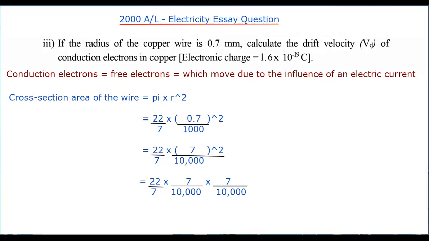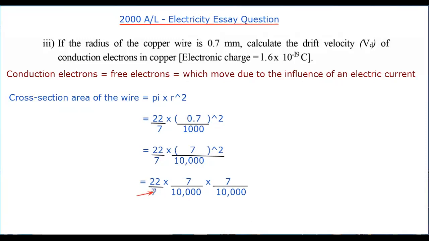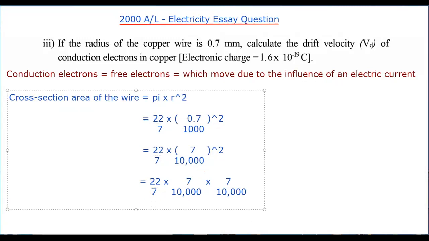Right, what can we do next here? You see that this number 7 and this number 7 can be cancelled out. So what will be the remaining numbers? 22 will be there, into 7 will be there because the other 7 was cancelled out. Then 10,000 into 10,000 means how many zeros are there? 10 to the power, how many zeros? 8. 10,000 means 4 zeros and another 4 zeros, 8. Yes, very good. Thank you. 10 to the power 8.